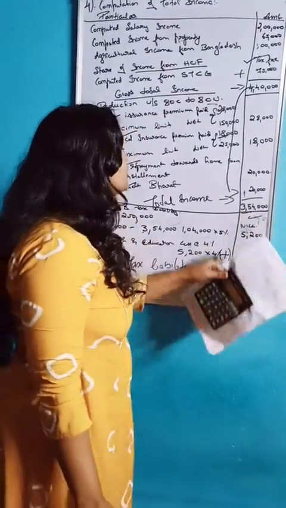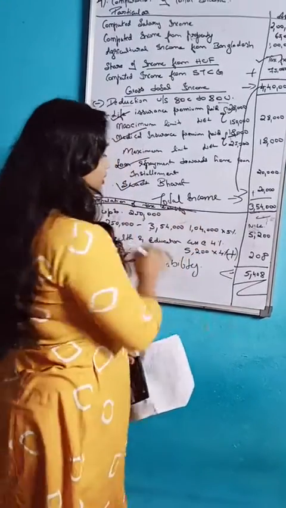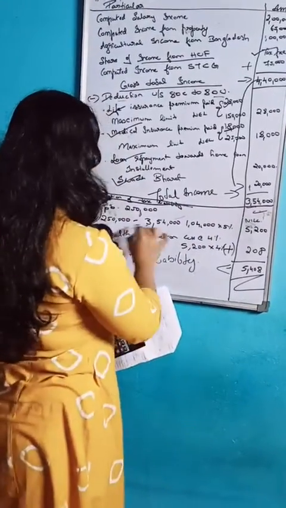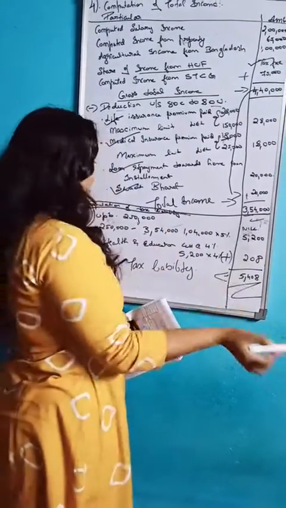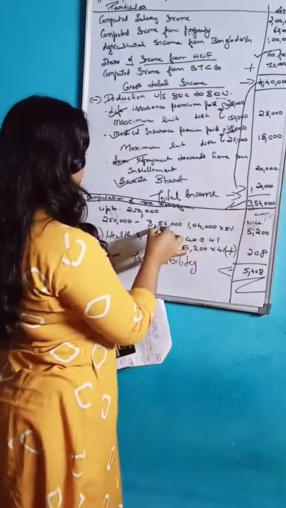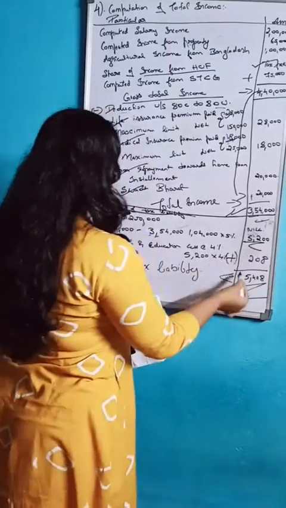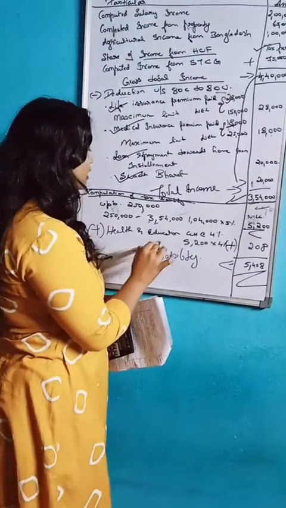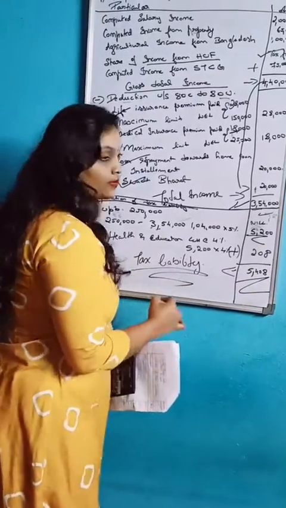3,54,000. Then you should calculate the computation of tax liability, and you should see that up to 2,50,000, and from 2,50,000, based on the total amount how much you will get, that amount minus into 5%, you will get this amount, and you should add the education cess value. After that you will get tax liability.